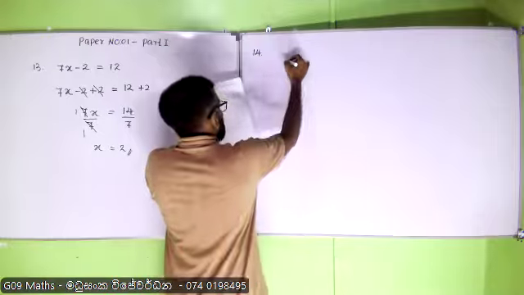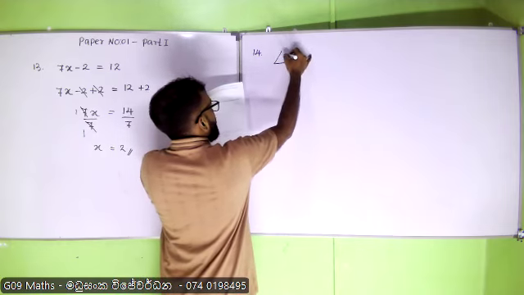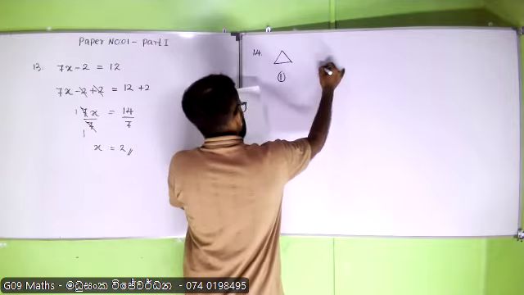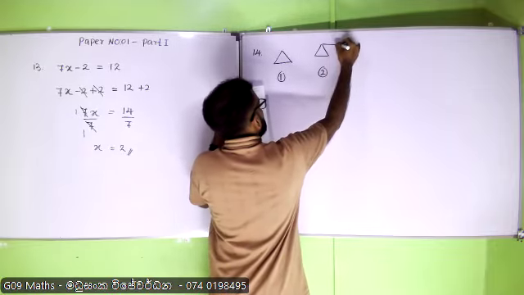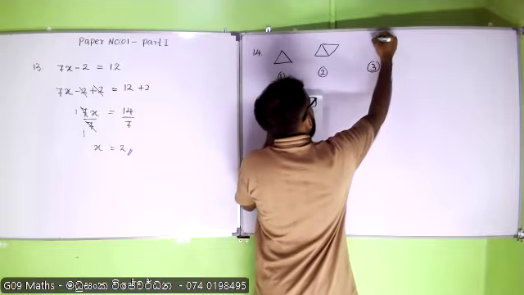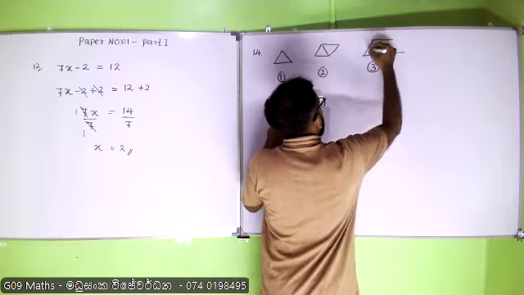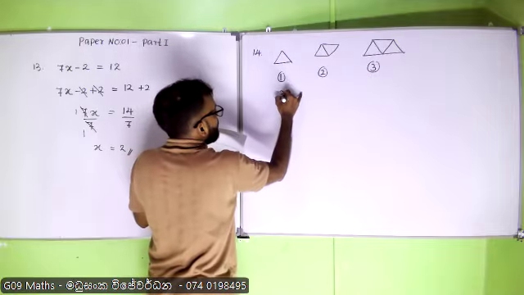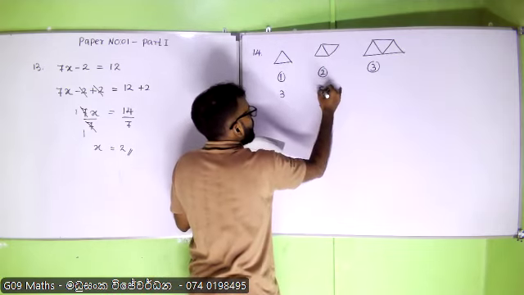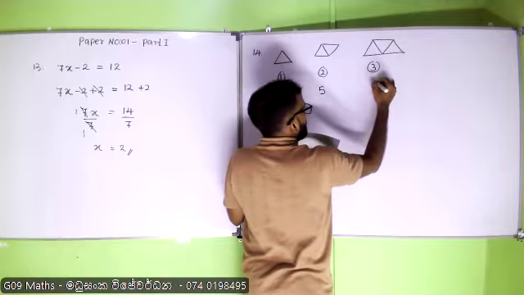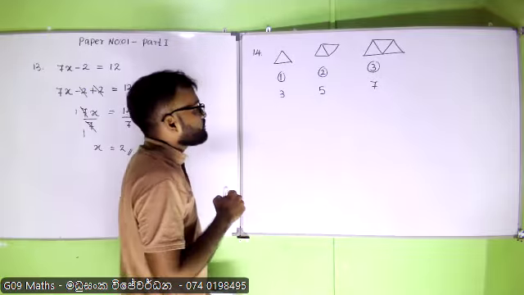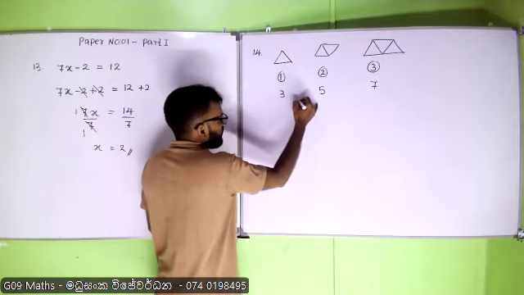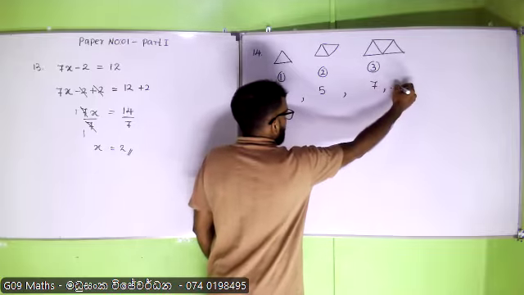According to the pattern, here we have used 3 sticks. I will take this as the first stage and this as the second stage. This is the pattern of the third stage. How many sticks have been used in the first stage? 3. Then 3 plus 2 is 5. Then 5 plus 2 is 7. In the third stage we have used 7 sticks. So this is a number pattern: 3, 5, 7, and so on.